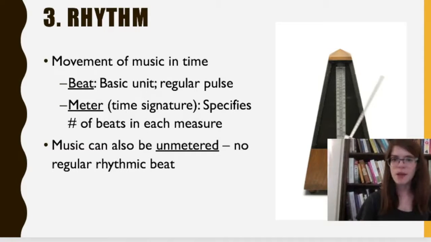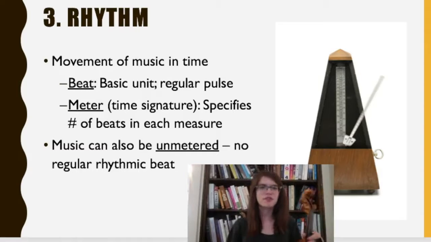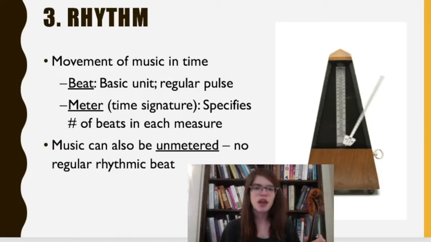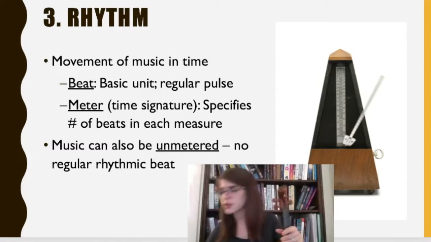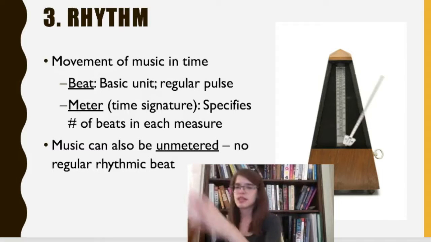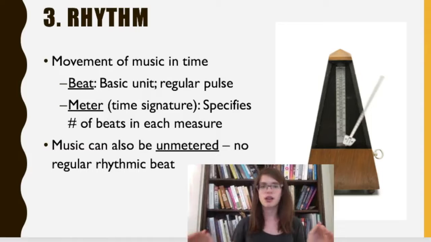All right, let's move on to our third element right here, and that is rhythm. Again, a term you're probably already familiar with, but it's always good to describe it in more precise terms. So rhythm, we can sort of vaguely say is the movement of music in time, and two of the most important elements of this would be the beat and the meter. So beat is the basic unit. This is the regular pulse that underlies the entire piece of music, and then you overlay rhythms upon that beat.